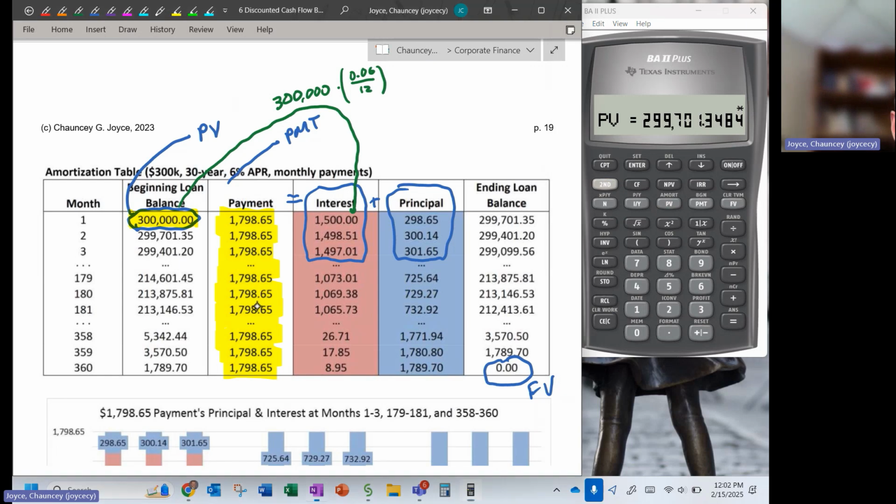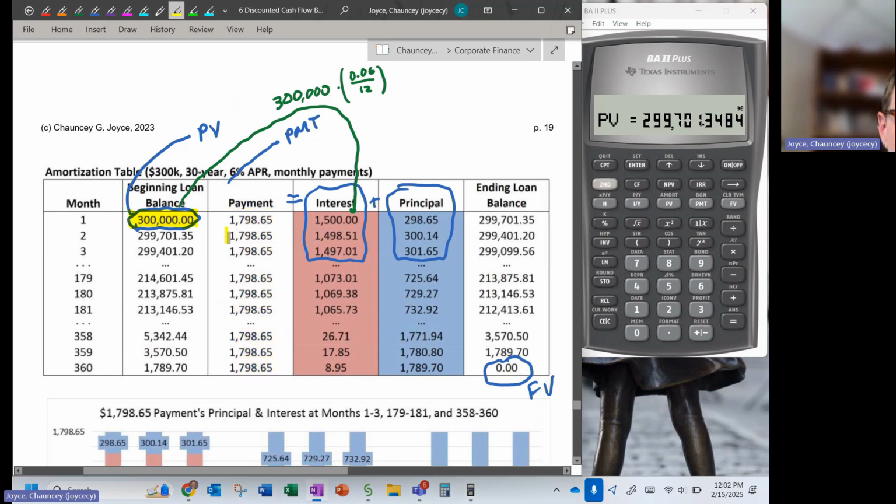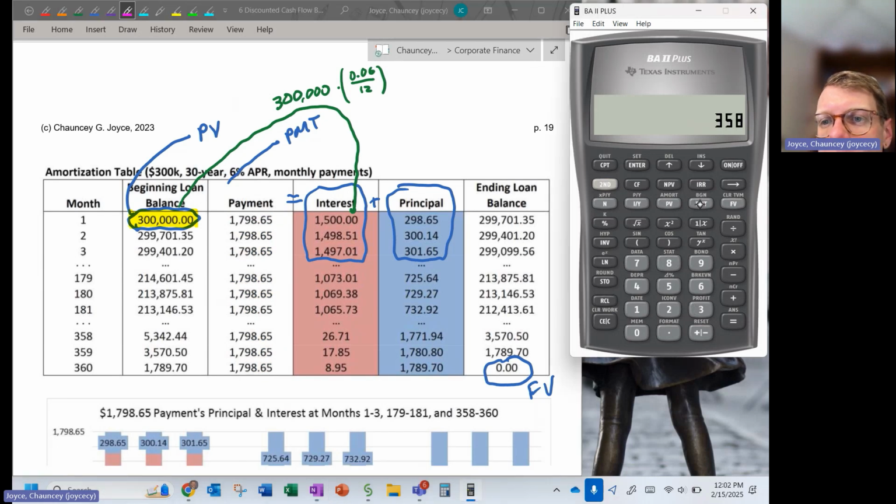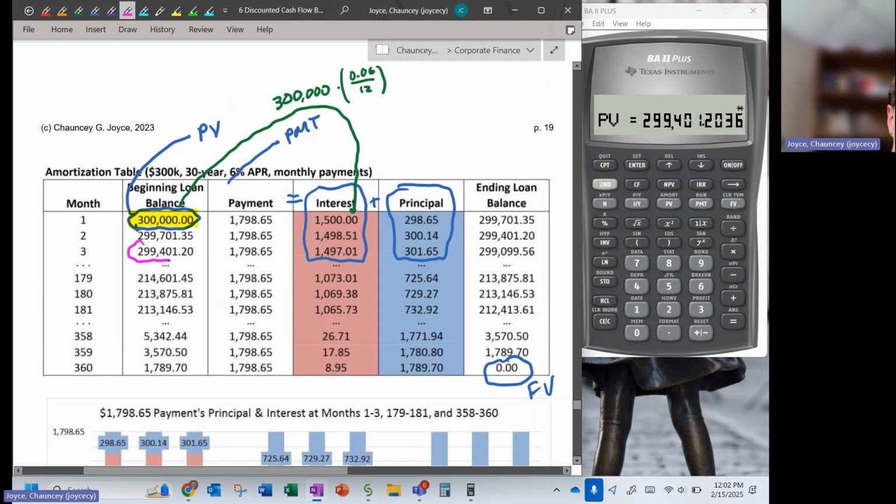That's the present value of the remaining 359 payments. That means we've already paid that first one. And then let's say after we've done that one, we have 358 payments remaining. So time is now 358, and we'll compute that present value. So this 299,401 represents the present value of these payments. So we're just going to take out the interest effect of those.